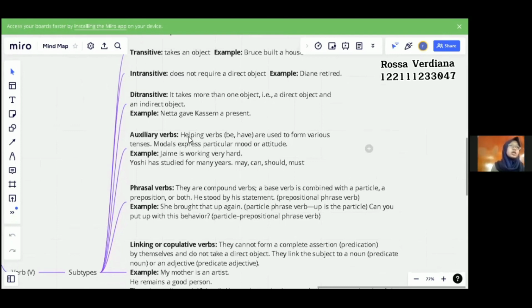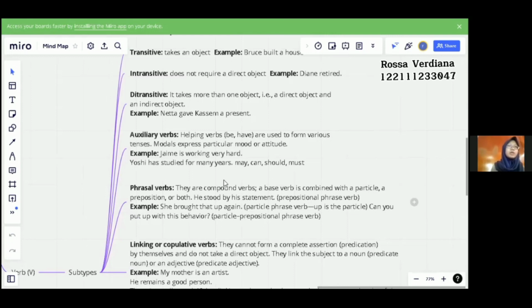The fourth is linking or copulative verbs. They cannot form a complete assertion by themselves and do not take a direct object. They link the subject to a noun or an adjective. Examples: my mother is an artist. He remains a good person. That pie smells good.